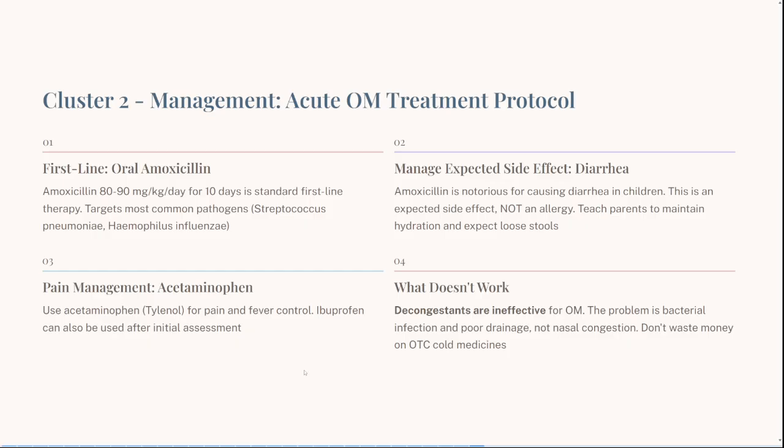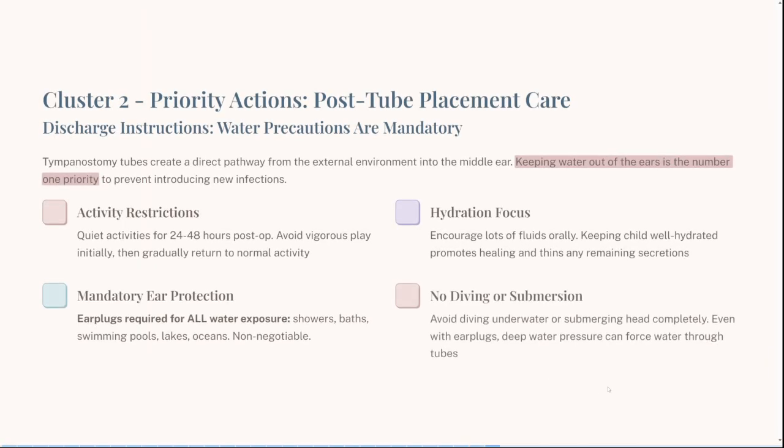What about when tubes are placed? What are the crucial post-op discharge instructions? The number 1 focus is keeping water out of the ears. Those tubes are a direct pathway for pool water, bath water, or whatever to get into the middle ear. So the rules are strict. Quiet activities for a bit, lots of fluids, and absolutely mandatory earplugs for showering, bathing, and especially swimming.